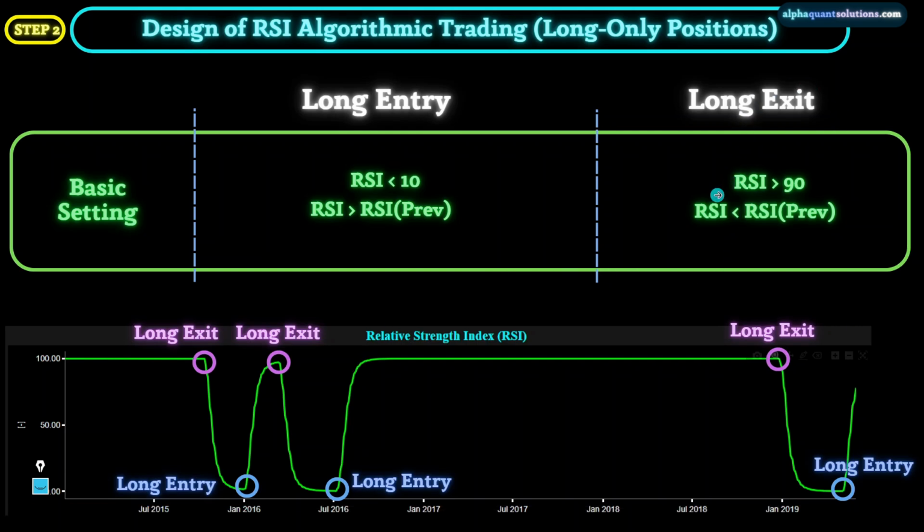Similarly, for long exits, if the RSI is above a certain threshold, here we have set it to 90, and as soon as the RSI starts to decrease, then it's a long exit position. So here again, the RSI has reached its asymptote, its max level, and then it starts to decrease. That's an exit position. Similarly here and there. So this is the second step.